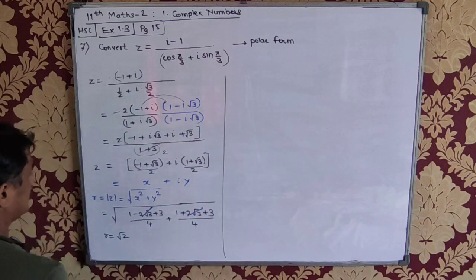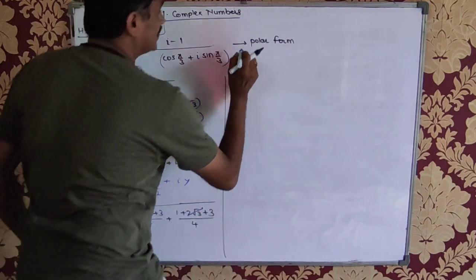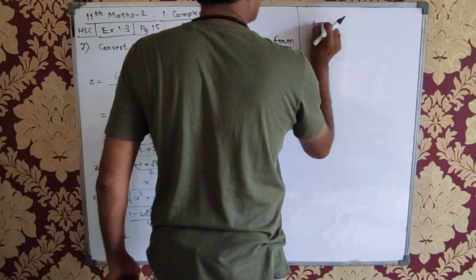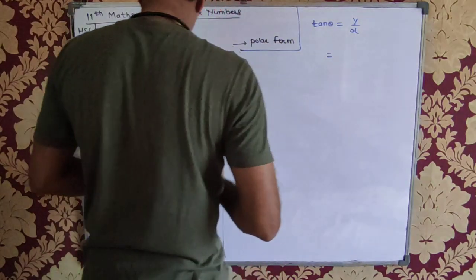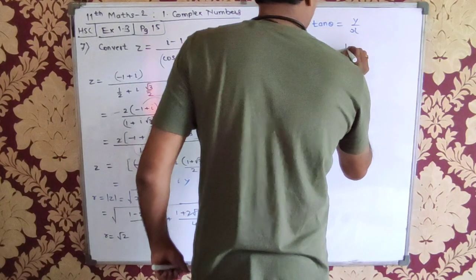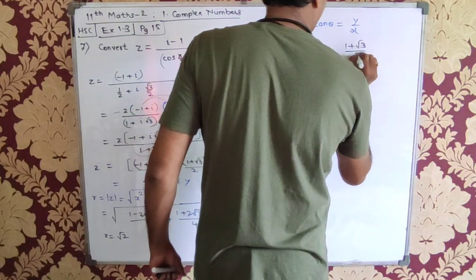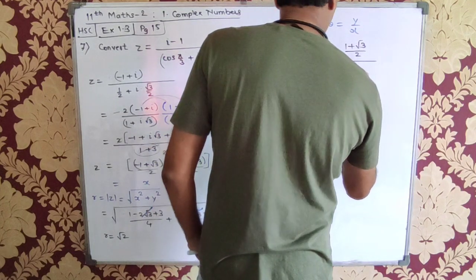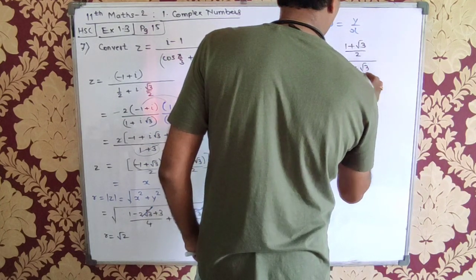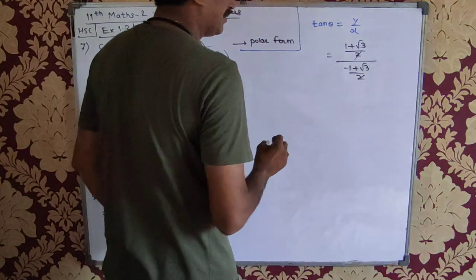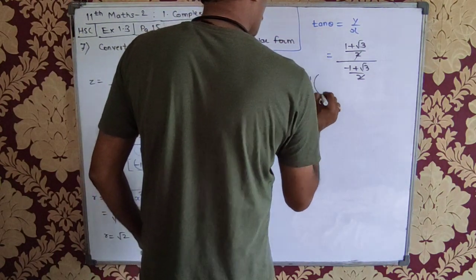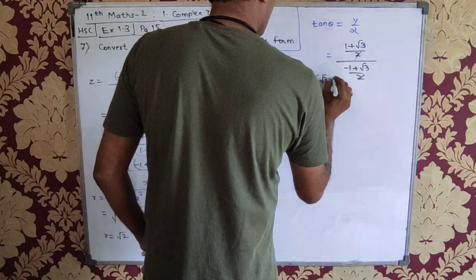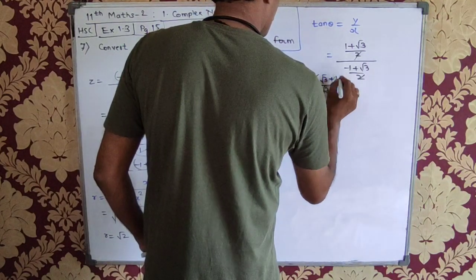Okay, and I can find out theta now. What is theta equal to? Tan theta is equal to y upon x. That is equal to y is (1 plus root 3)/2 divided by x which is (1 minus root 3)/2. So theta is equal to tan inverse of (root 3 plus 1) upon (root 3 minus 1).